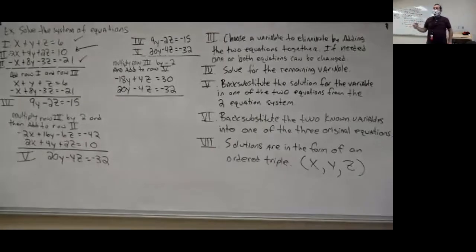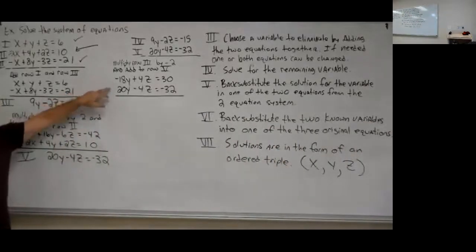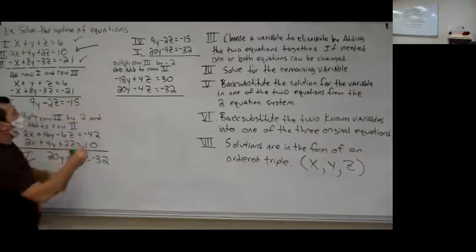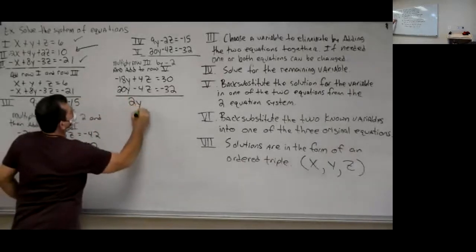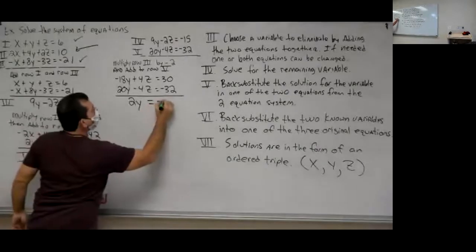Y'all notice by changing those 2 rows, I had to change the top one only, but by changing it, I can now get rid of the z's. So let's add and see what we got. Negative 18 plus 20 gives me a 2y. The z's cancel. And y'all, 30 plus a negative 32 leaves me a negative 2.